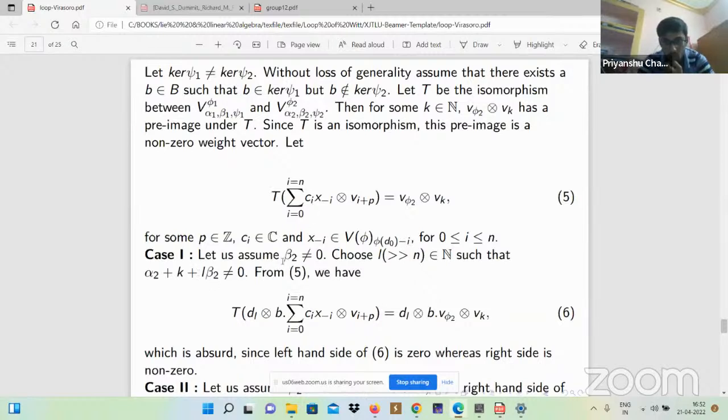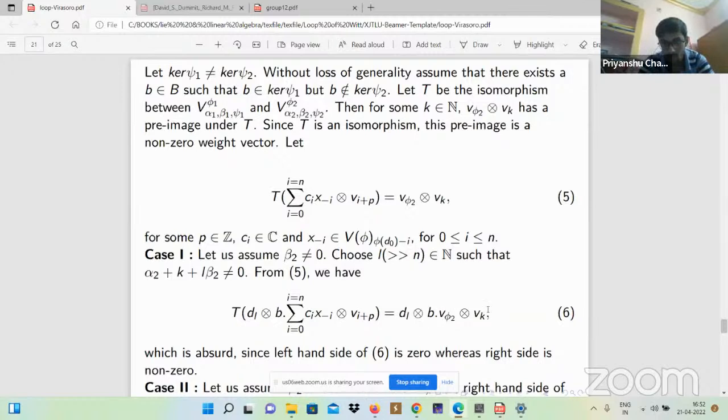Now, assume beta 2 is non-zero. If beta 2 is non-zero, then choose L much greater than n such that alpha 2 plus k plus L beta 2 is non-zero. Then from (5) we have T of this equal to this. And now, since L is much greater than n, the action of both of these components of d_l will be 0.